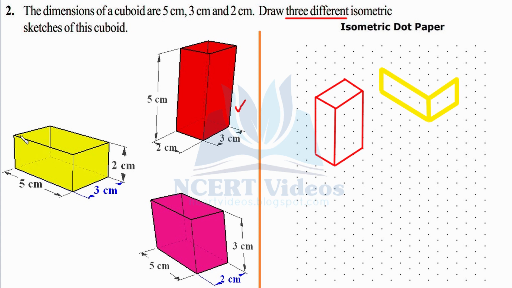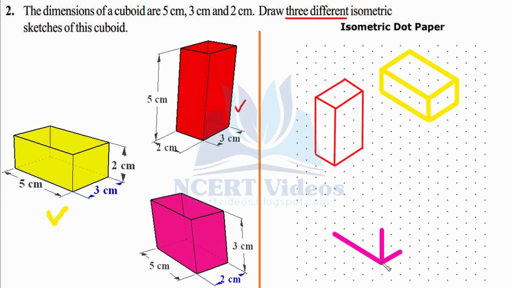Let's draw this depth 3 centimeter parallel to our depth, and connect it. In this way we get the isometric sketch. Now consider height as 3 centimeter of the same cuboid. So connecting 4 dots for this purpose. So 1, 2, 3 and 4 connected. That gives a height. Now let's draw length as 5 centimeter, that is connecting the next 5 dots.